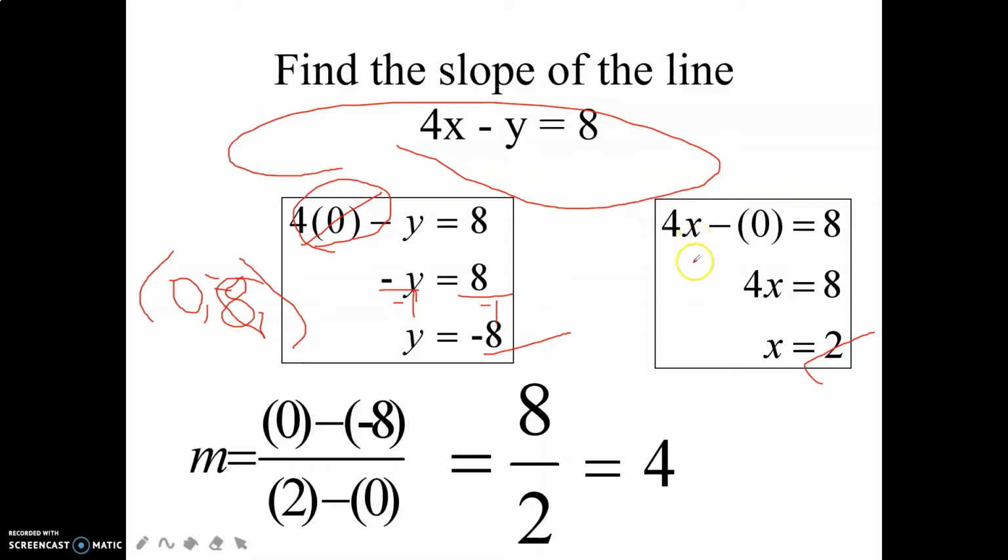Next, let's find the x-intercept by assuming that the value of y is 0. So, 4x minus 0, cancelled now, we have 4x equals 8, then dividing both sides by 4, we get 8 divided by 4, we get 2 as the value of x. So, the point here is x-coordinate 2 and the y-coordinate that we assumed, 0. So, these are x sub 1, y sub 1, x sub 2, y sub 2.